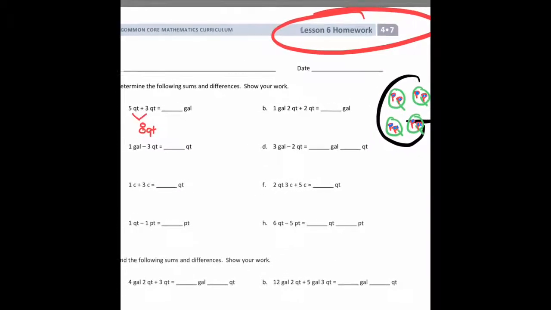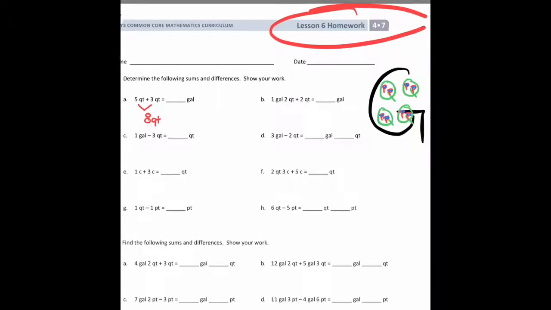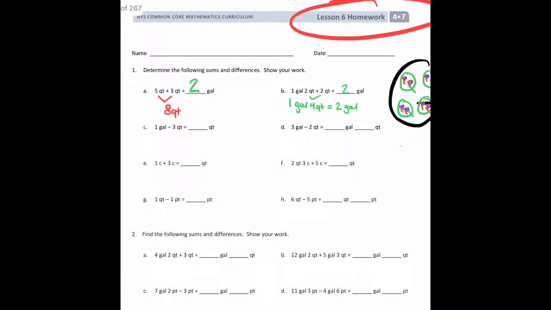So if we have 8 quarts, we know that 4 quarts is 1 gallon. So 4 will give us 1, and 8 will give us 2 whole gallons. All right, the next one says 1 gallon and 2 quarts plus 2 quarts. Well, 2 quarts plus 2 quarts is 4 quarts. 4 quarts is the same thing as another gallon, so that's 2 gallons.